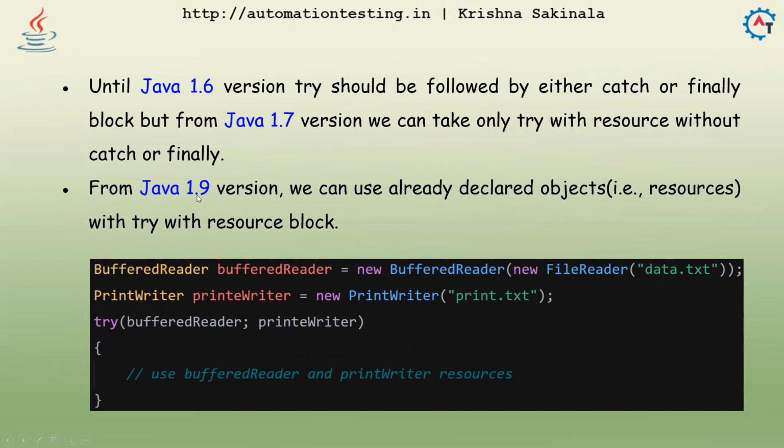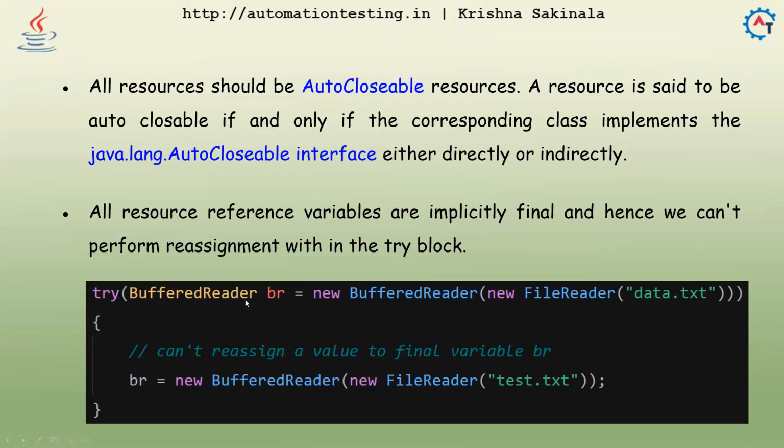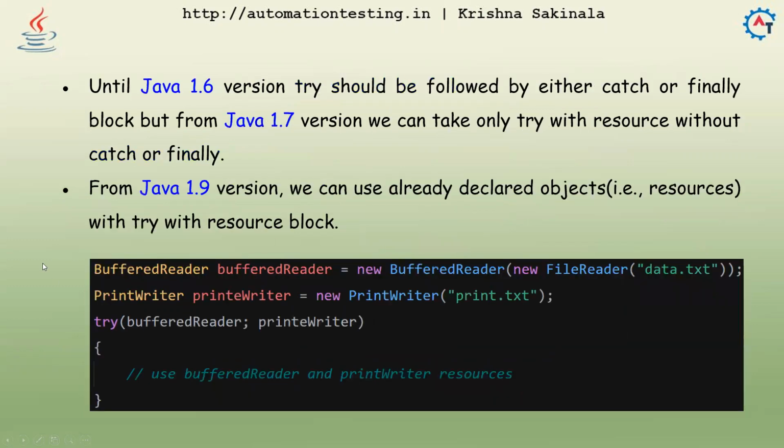From Java 1.9, we can use already declared objects, that is resources, with the try with resources block. Previously the entire buffer reader br with new BufferedReader and new FileReader was written inside the try. But you can declare those things outside of the try and use these objects here, separated with a semicolon. This is also possible from Java 1.9.